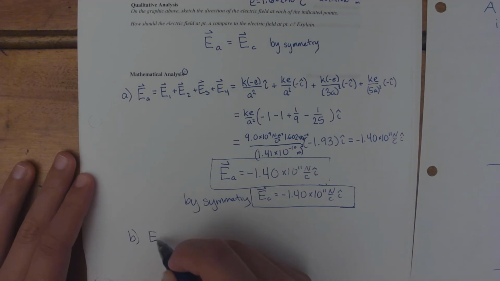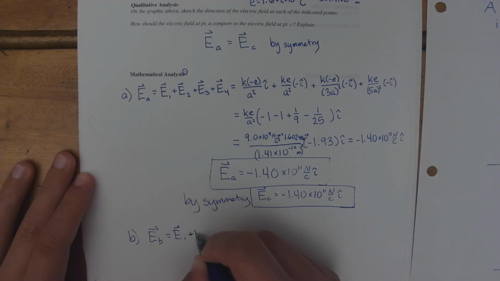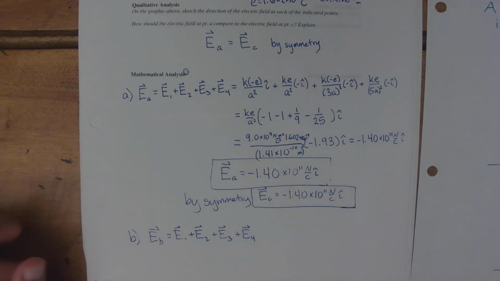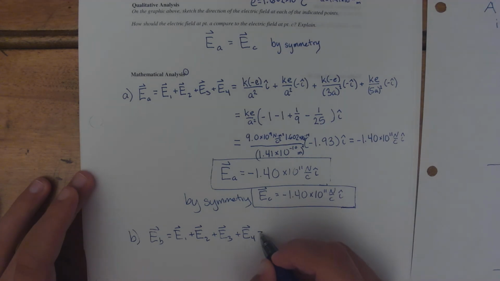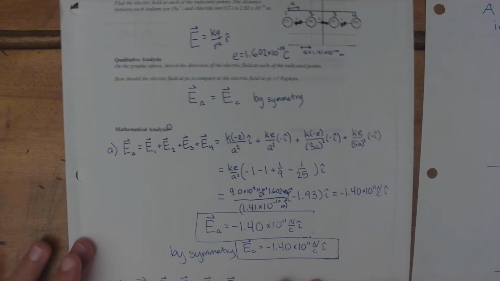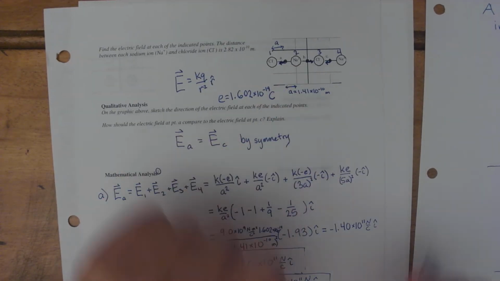The electric field at point B is equal to the electric field at point B from charge 1, plus the electric field at point B from charge 2, plus the electric field from charge 3, plus the electric field from charge 4. Again, you could write all these out separately, but I'm going to try and do it all at once.